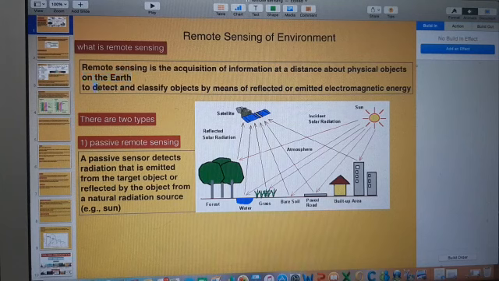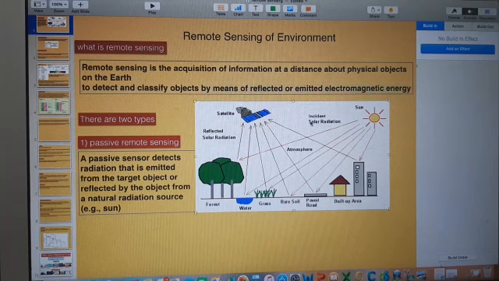Now, remote sensing detects and classifies objects by means of reflected or emitted electromagnetic energy.